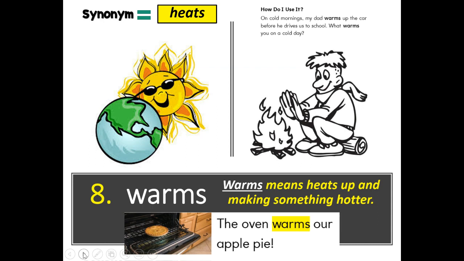On cold mornings, my dad warms up the car before he drives us to school. What warms you on a cold day? You could also say, on a cold day, my dad warms up the car, or my dad heats up the car before he drives us to school. And what heats you up on a cold day?